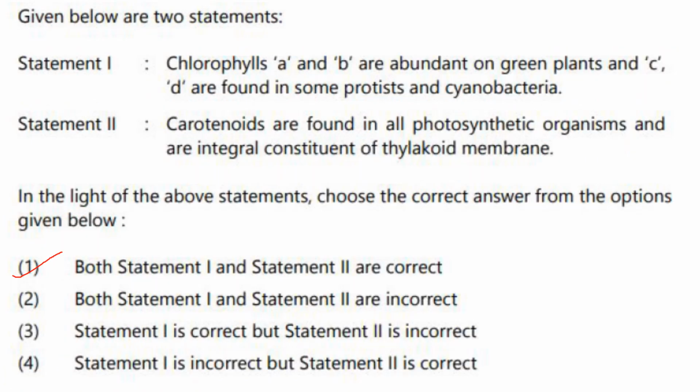Chlorophylls A and B are abundant in green plants, and C and D are found in some protists and cyanobacteria. That's correct. Carotenoids are found in all photosynthetic organisms and are an integral constituent of the thylakoid membrane. Both statements 1 and 2 are correct. Answer is option 1.